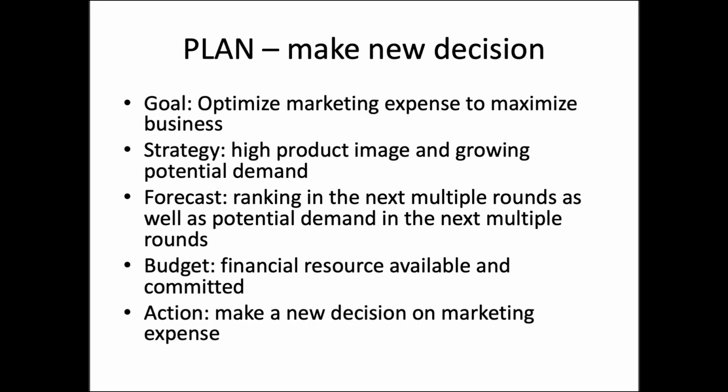Now, go over the plan steps. The goal is to increase potential demand to maximize business. The strategy is to spend on marketing to keep the product image high and potential demand growing. The forecast is the position of your company amongst competitors as well as the potential demand in the next multiple rounds. The budget is the commitment of R&D investment, capacity expansion, the price, and the cash resource for the marketing expense. Ask the question and answer it yourself. What do I want to happen in the next rounds, and how much should I invest in marketing in the next round?